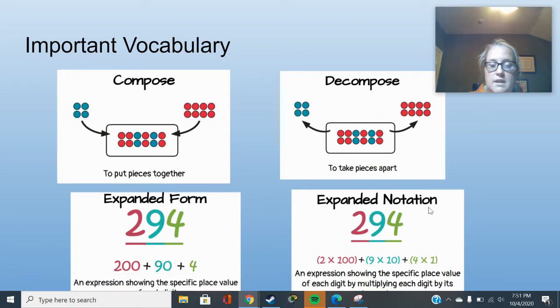So what we're going to do today is look at some different numbers. We are going to decompose them by their place value. We are going to use a math tool called place value disks, and it's going to help us with expanded form and expanded notation. So I hope you're as excited about this as I am. So here we go.